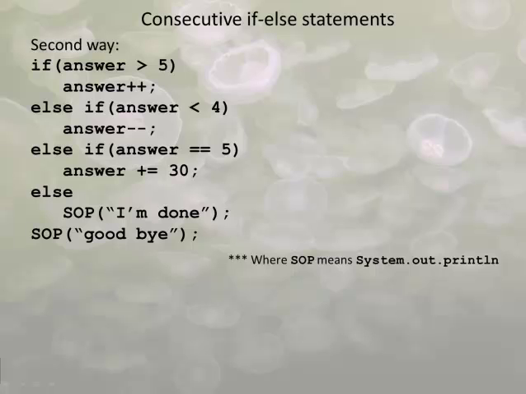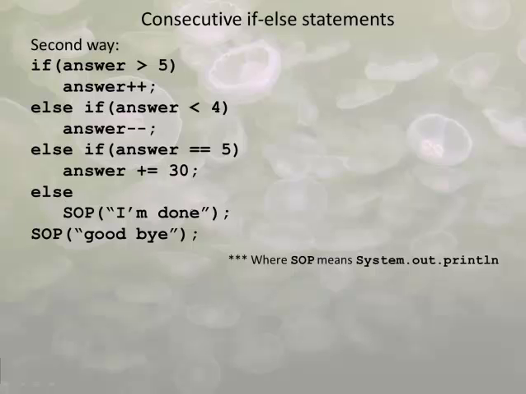You can have nested if-else statements, but you can also have consecutive if-else statements. So let's look at this. If answer is greater than 5, if that's true, answer is incremented by 1. Else, so if it's not greater than 5, else if answer is less than 4, answer minus minus, it's decremented by 1. Else, there's another option, if answer is equal to 5, you add 30 to it. Else, if none of those are true, you print out I'm done.